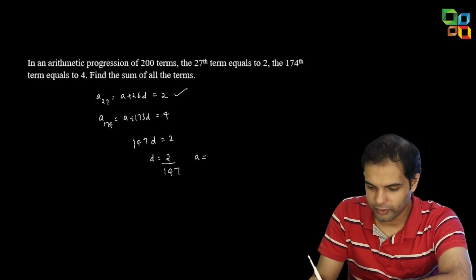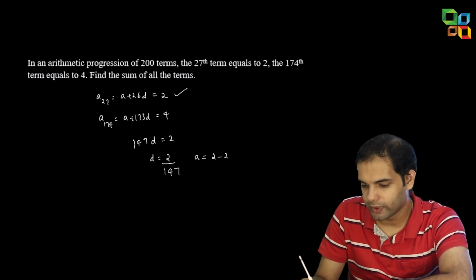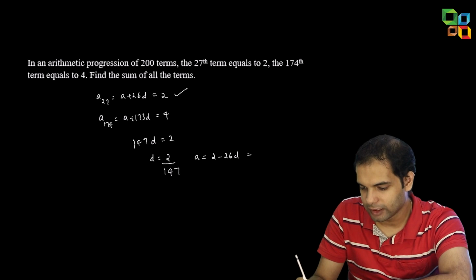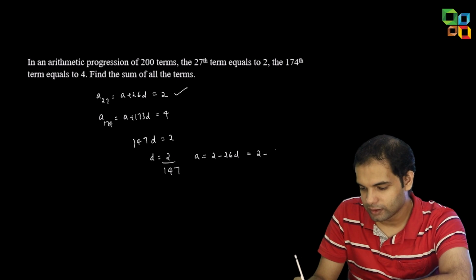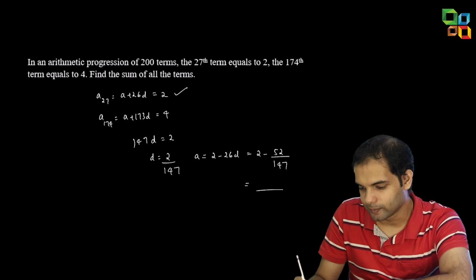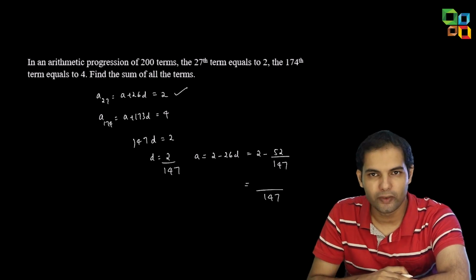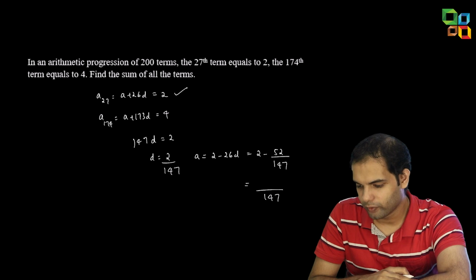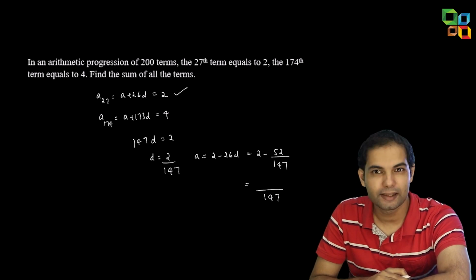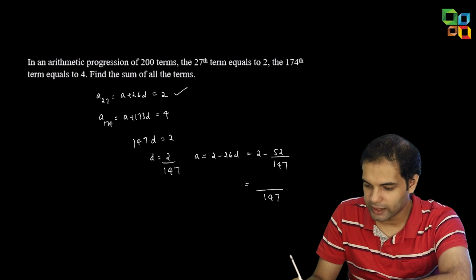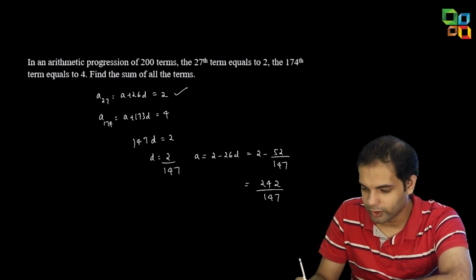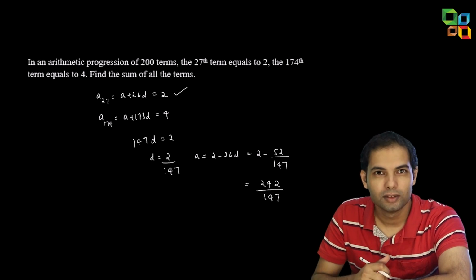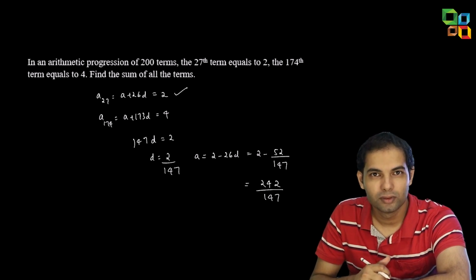Let me use the first equation to find it out. So 2 minus 26d. d is 2 by 147, so 26 into 2 is 52 by 147. Taking LCM, 2 into 147 is 294. So 294 minus 52 is 242. So a is 242 by 147, correct? Now it's fine, Saurabh? Yes, sir.